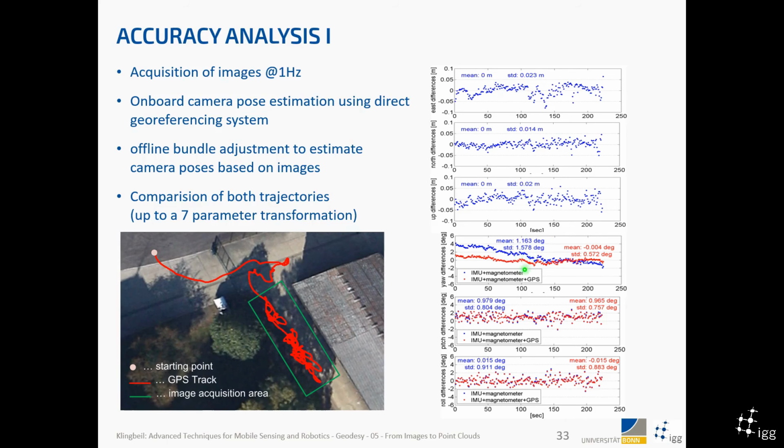And here are the orientation differences, the yaw, pitch, and roll differences. You can also see that the yaw is a bit critical. Here, for example, it's drifting a little bit, and the pitch is a bit more stable. But it's all in the area of something below a degree, which we are able to generate here in real time on board.